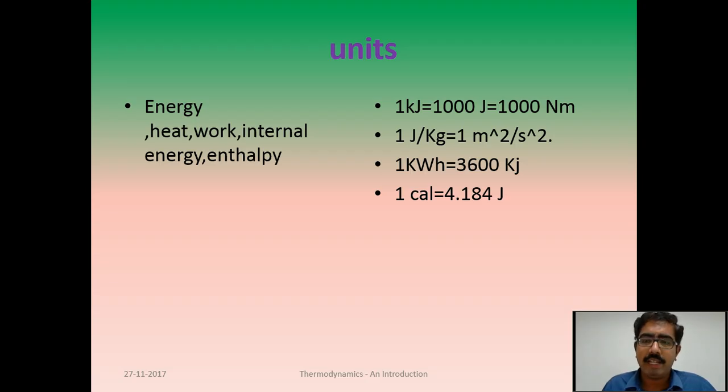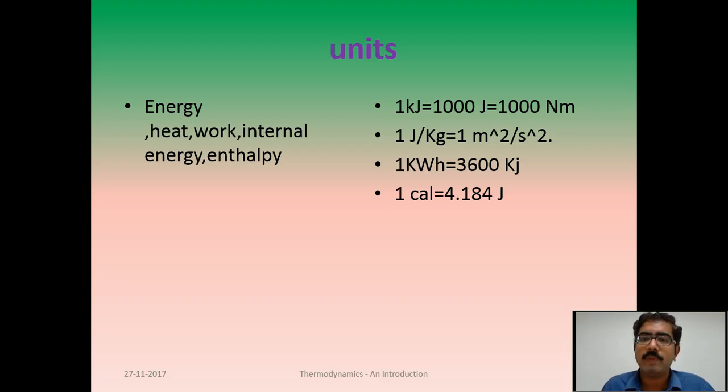We can also represent energy per unit mass. So 1 joule per kg equals 1 meter square per second square. This unit conversion will be used in the steady flow energy equation later. 1 kilowatt hour equals 3600 kilojoule.